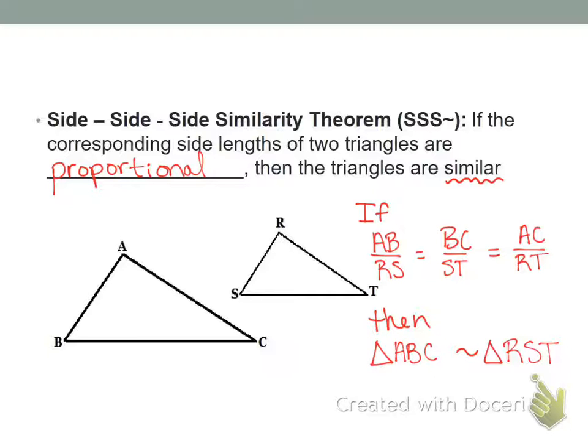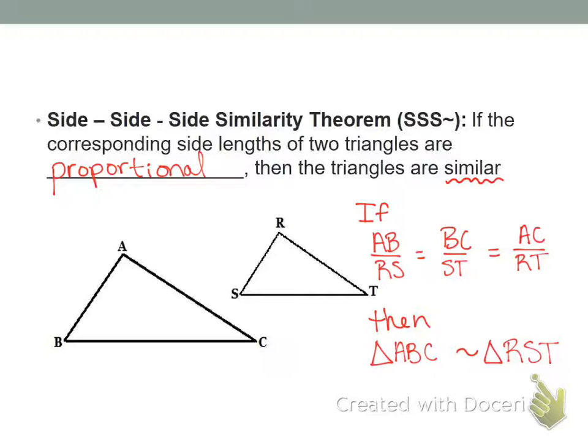There's really nothing to mark in the diagram. We should not be putting little tick marks on these sides, even though we paired them up, because they are not necessarily congruent, just proportional. There's no symbol to mark proportional sides. We just have to make a statement.